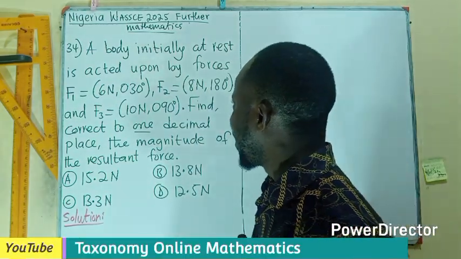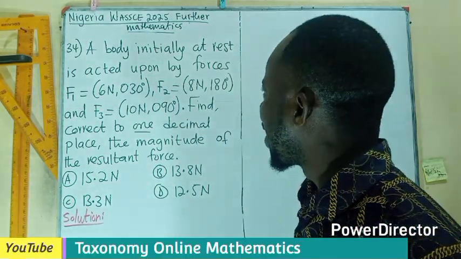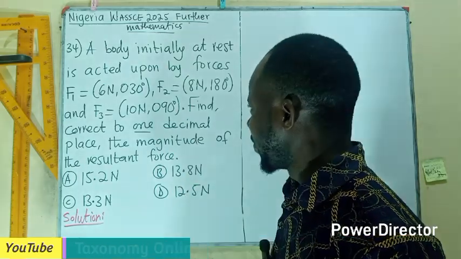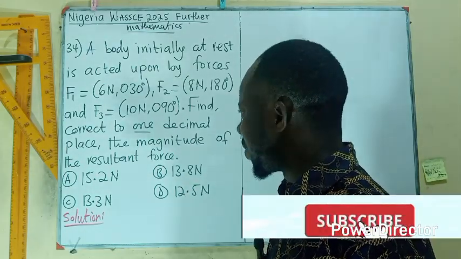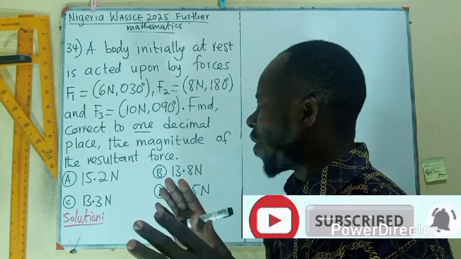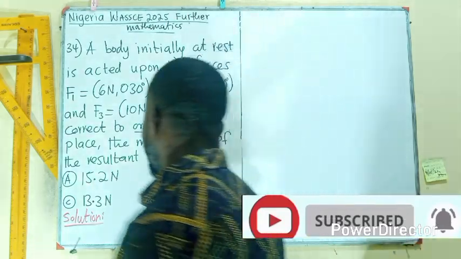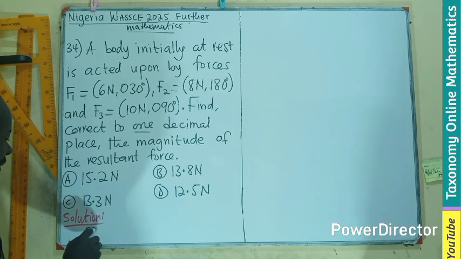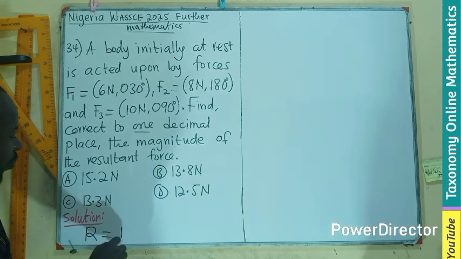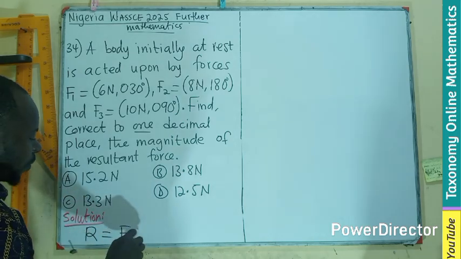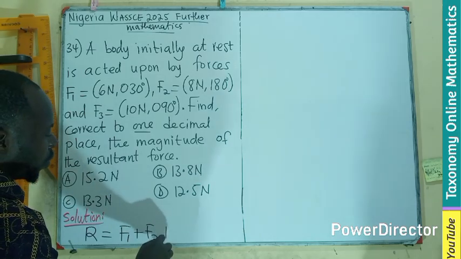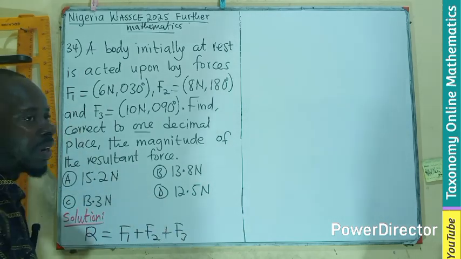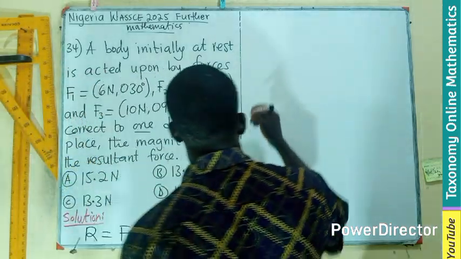A body initially at rest is acted upon by forces 1, 2, 3. We have to find, correct to one decimal place, the magnitude of the resultant force. Remember what we did in the episode under mechanics. If you are looking for the resultant force R, it should be the resolution of force 1 plus that of force 2 plus that of force 3.